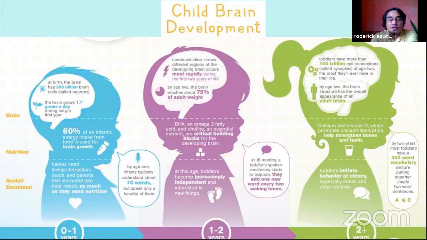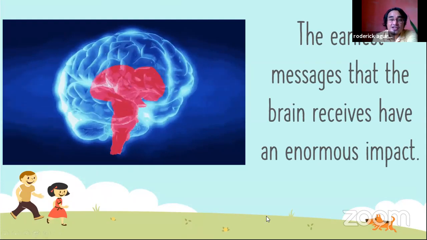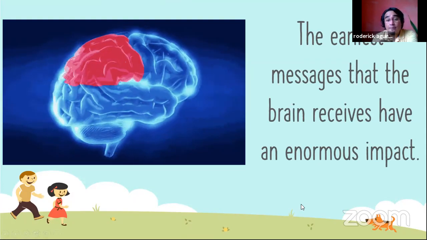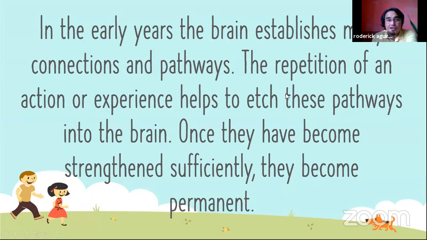Alright? Next would be social emotional skills. That would be for experiences with other people, through stories, through real life experiences and exposure to the community. So these are the three areas that we need to look into. Also, the earliest messages that the brain receives have an enormous impact on the adult life of every individual. In the early years, the brain establishes many connections and pathways. The repetition of an action or experience helps to etch these pathways into the brain.